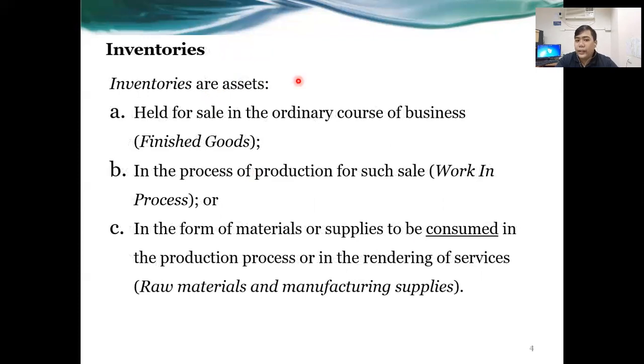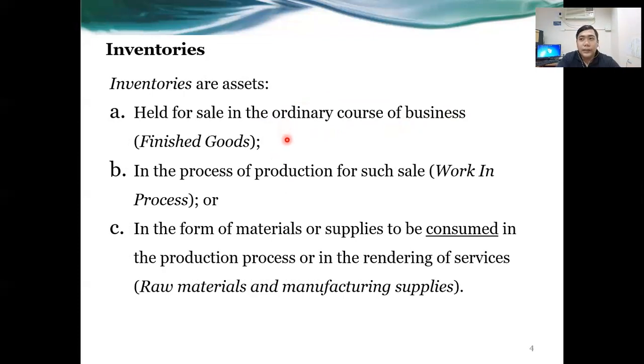So what are inventories? Inventories are assets held for sale in the ordinary course of business. Take note of this: ordinary course of business. For example, in a grocery store, what is the inventory? Of course, the various goods they sell, the essential goods.